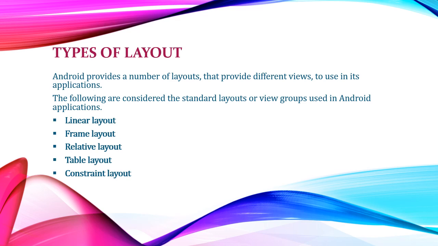And there are certain types of layouts, and Android provides a number of layouts that provide different views to use in its application. So the following are the standard layouts of view groups used in the Android application. Those are the linear layout, frame layout, relative layout, table layout, and constraint layout.